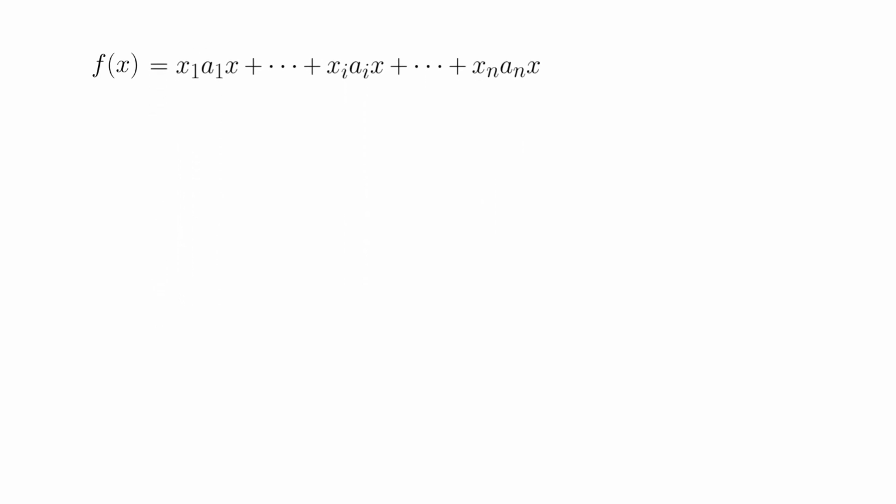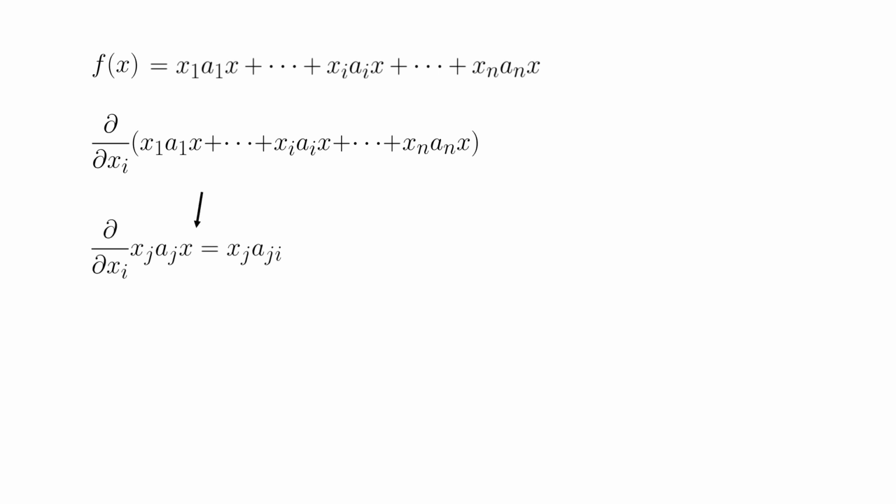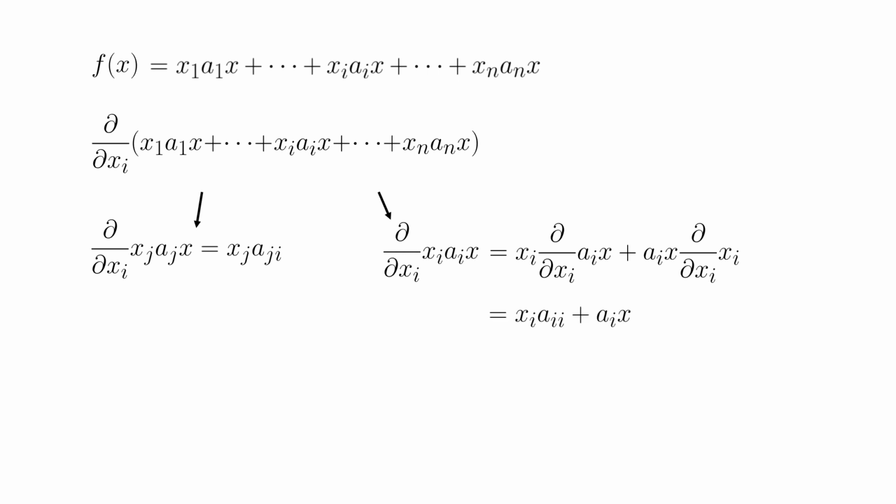Now, we want to know the partial derivative with respect to x_i. Since every term contains the vector x, all terms contribute to our final sum. For terms with indices other than i, its partial derivative with respect to x_i is equal to x_j times a_ji. And then for the term x_i a_i x, we need to apply the product rule, which gives this. The first term is treated like the other terms without x_i, and the second term is reduced to 1. This would give the partial derivative x_i a_ii plus a_i times x.